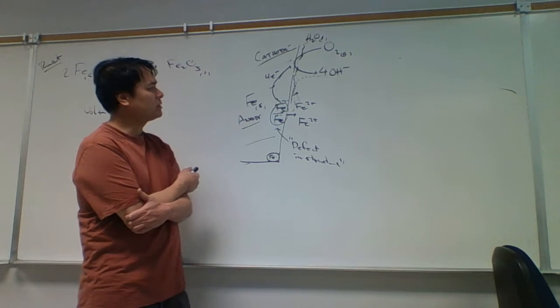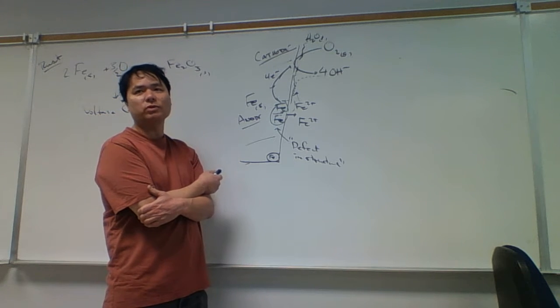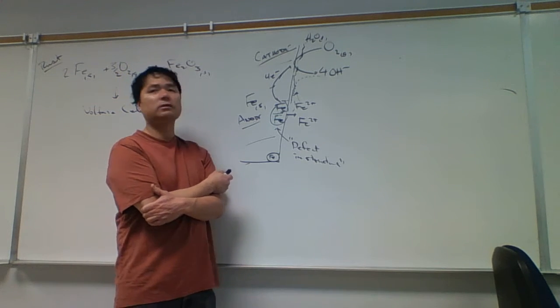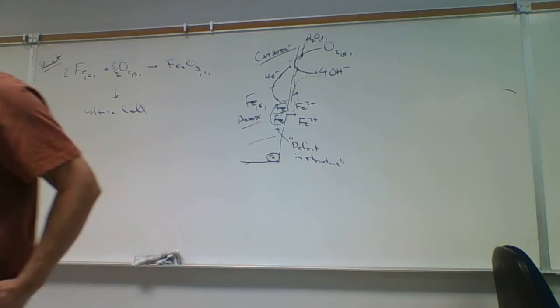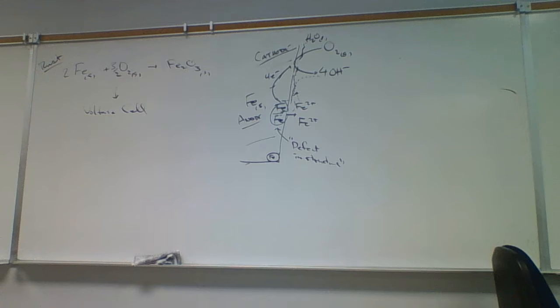Now, which one moves faster? We're stuck with DI water. Which one moves faster, the hydroxide or the iron 2? Remember diffusion and diffusion rate? The diffusion rate of gases is inversely proportional to the square root of its molar mass. The more massive it is, the slower it moves. So the hydroxide, being a lot lighter, is going to have a much faster diffusion rate. In fact, if you double the mass, it's going to be slower by a factor of the square root of 2.